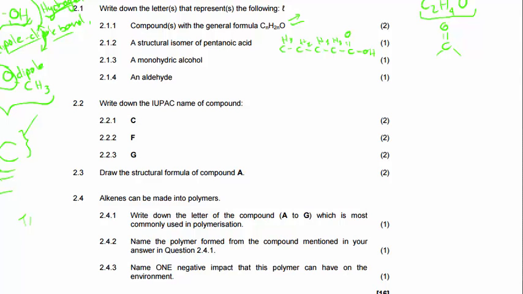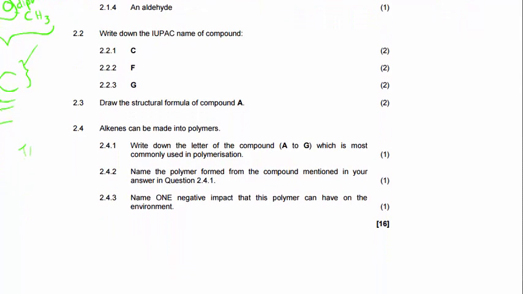Structural formula. Alkenes can be made into polymers. We haven't done that. I won't do that now. I think that's it.